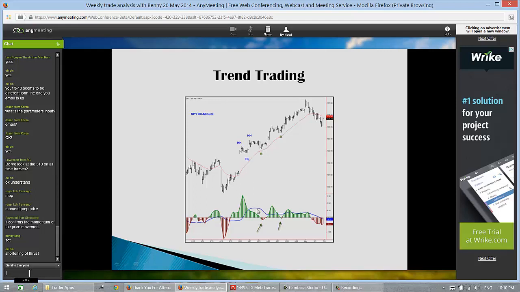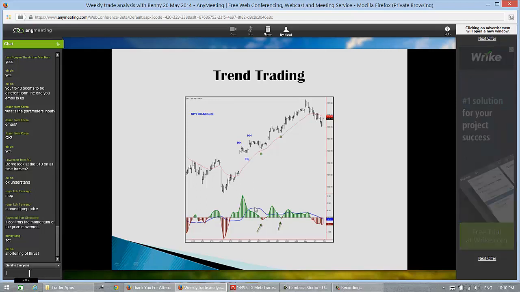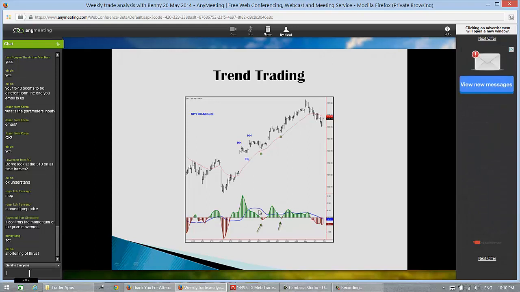What happened to the slow line, or the red line? The slow line remains above the zero line, while the fast line pulls back to the zero line or below. That is the setup for trend trading, right? Now price makes another new higher high again.